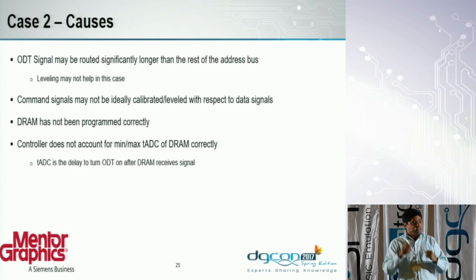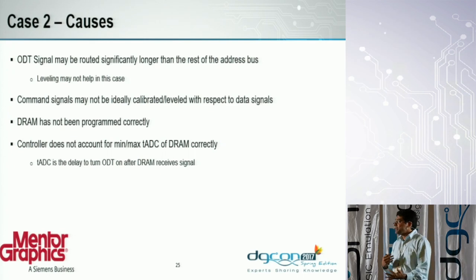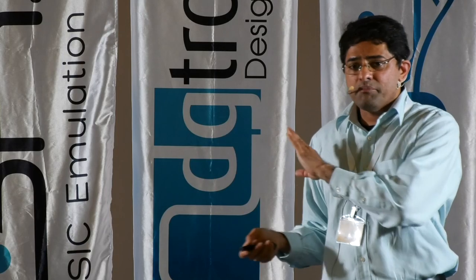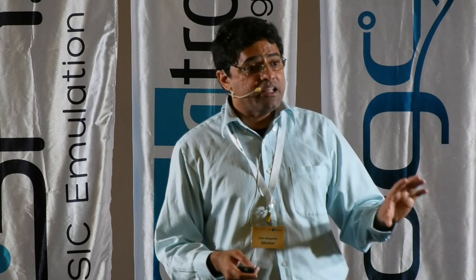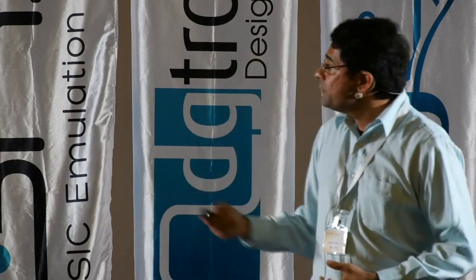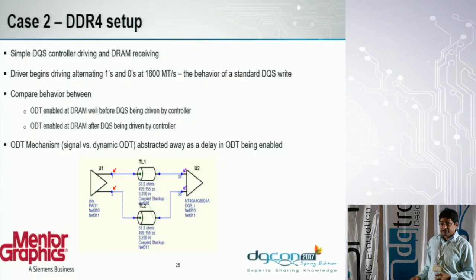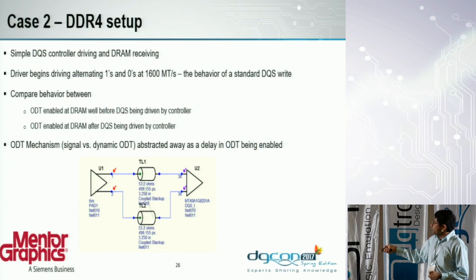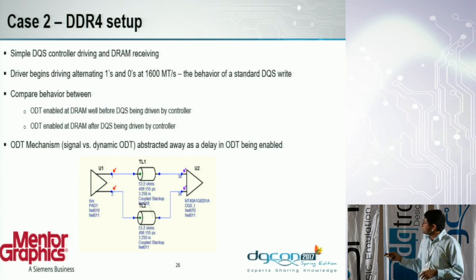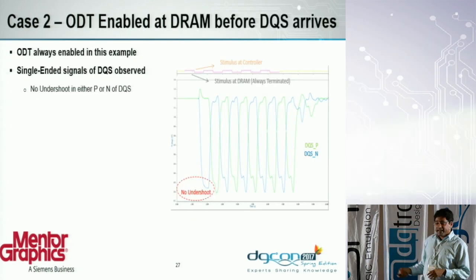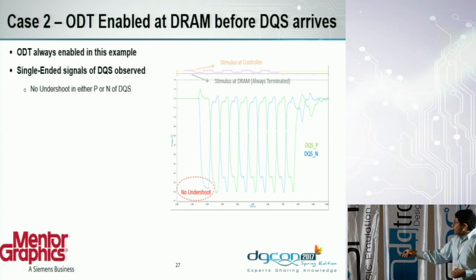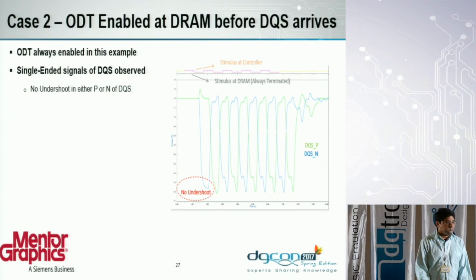It could be because the ODT signal is routed a little bit off. It could be because the address bus is routed off, or maybe the training didn't happen correctly between the DQS and the clock. In this example, we're going to abstract away why that ODT becomes delayed. We're just going to assume, let's see what happens when the ODT gets delayed. The example we're going to take here is we're going to run it at 1600 megatransfers per second. And we're going to see what happens when the ODT happens before the DRAM receives versus what happens when it gets delayed just a little bit. Sure enough, if you enable that ODT early, then you get a nice, clean ringing signal, exactly like what you would see. It's a perfect clock, nothing to see here.